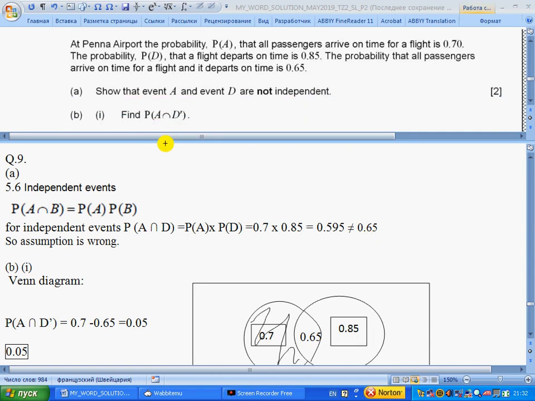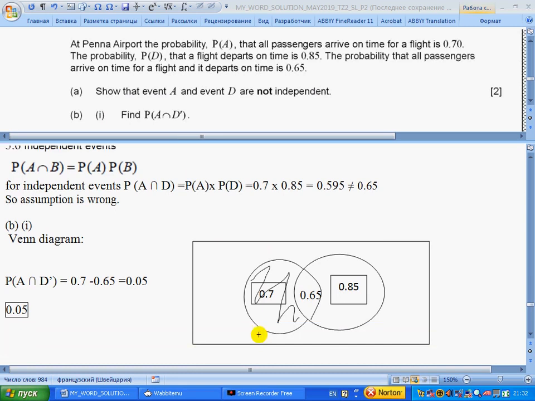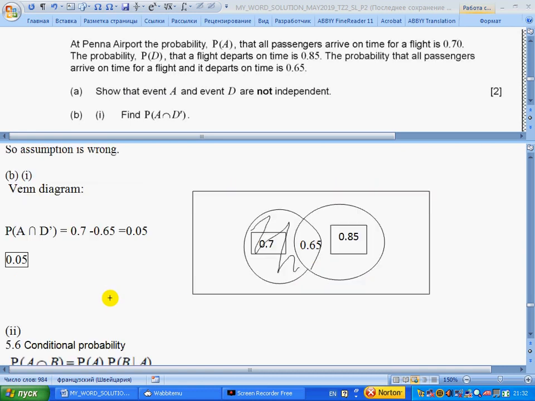Find probability A, not D. So Venn diagram, A, D. A not D is in here, so it is 0.7 minus 0.65.